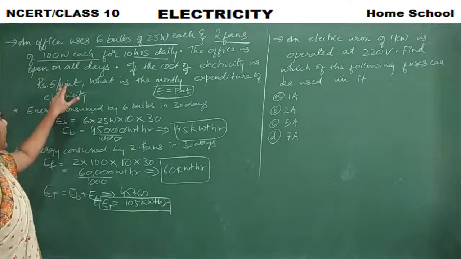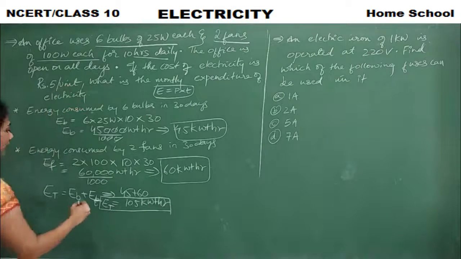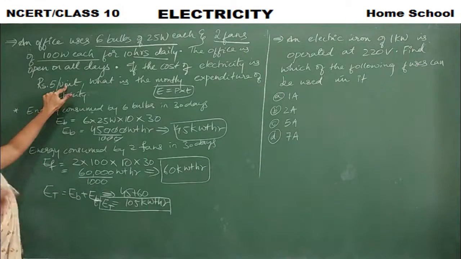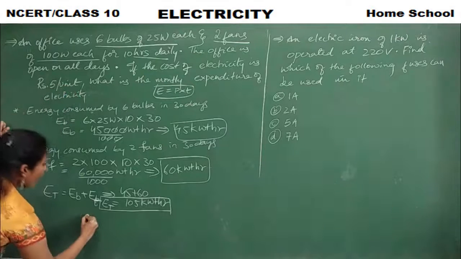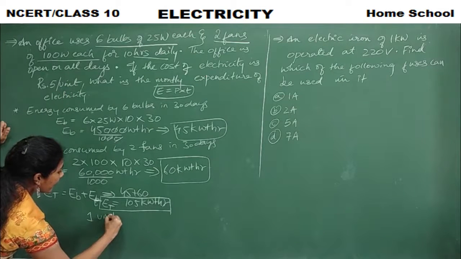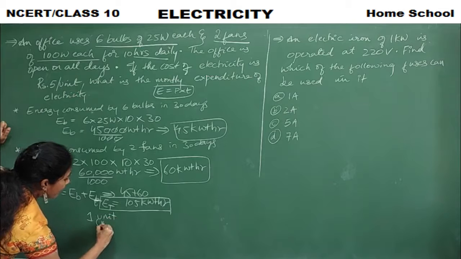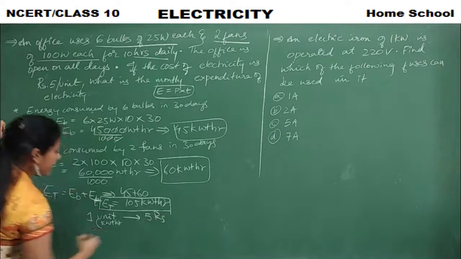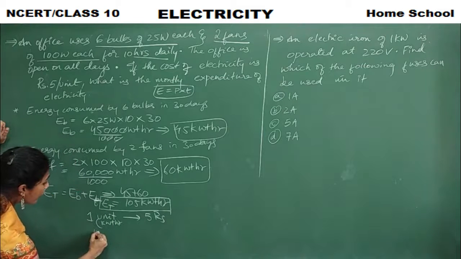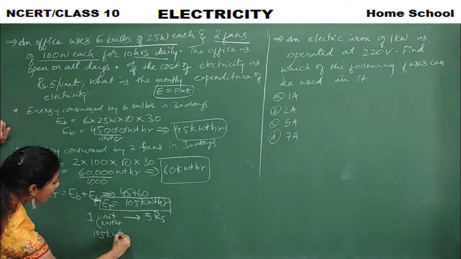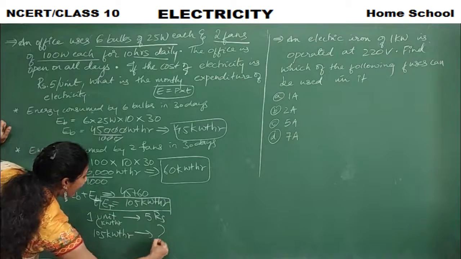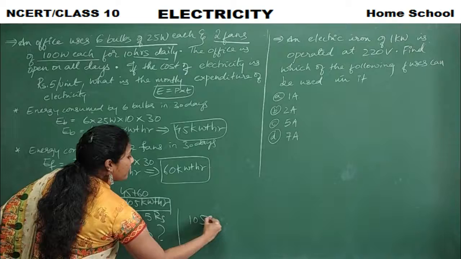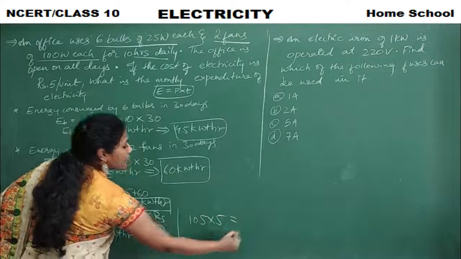Now, the rupees of 1 kilowatt hour. 1 unit, in the sense 1 kilowatt hour, costs 5 rupees. Right? So, 105 kilowatt hour costs how much? Cross multiply. What do you get? 105 into 5. So how much?